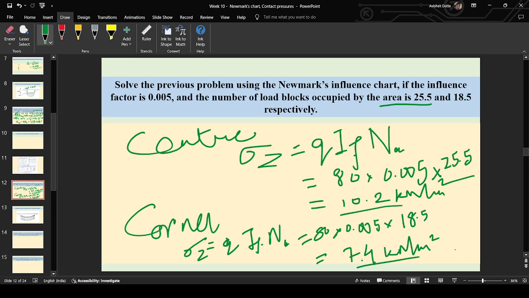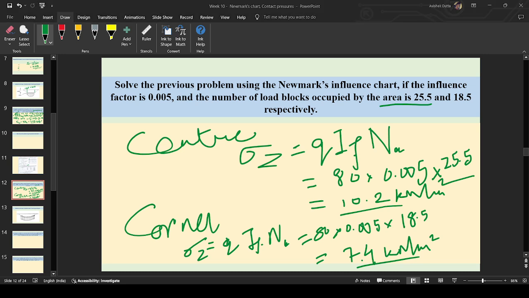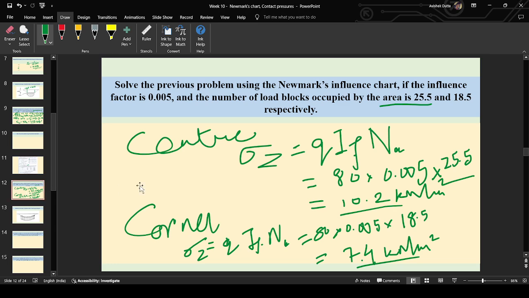Okay, so I hope this was clear to you to some extent. Once you read the theory, it will become much more vivid. But this is the formula which I'll be using in the next sums also.